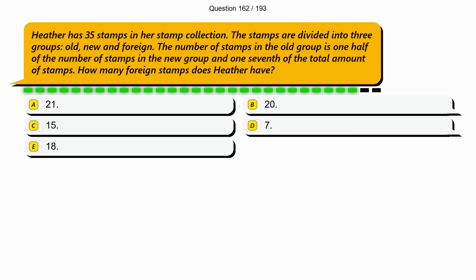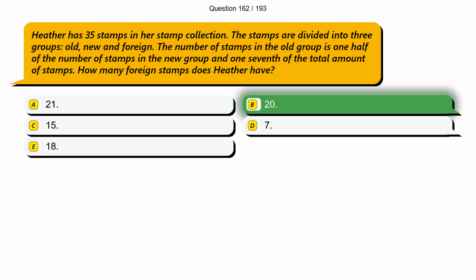Question 162. Heather has 35 stamps in her stamp collection. The stamps are divided into 3 groups: old, new and foreign. The number of stamps in the old group is 1/2 of the number of stamps in the new group and 1/7 of the total amount of stamps. How many foreign stamps does Heather have? Option A, 21. Option B, 20. Option C, 15. Option D, 7. Option E, 18.